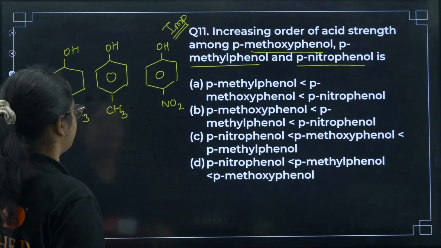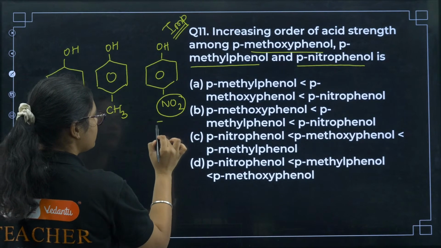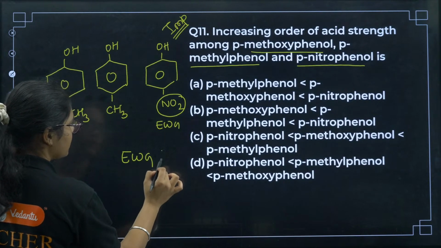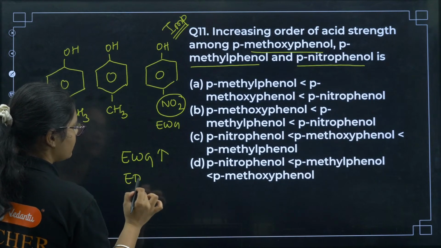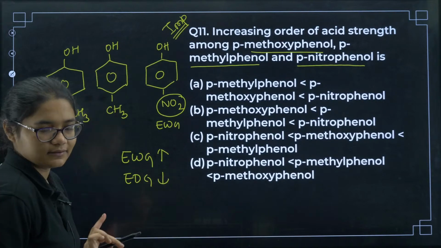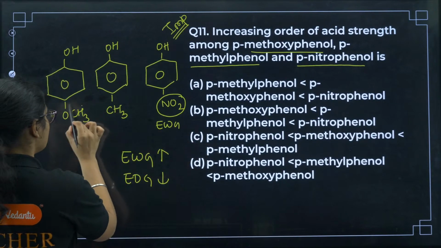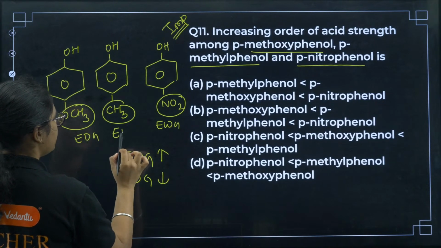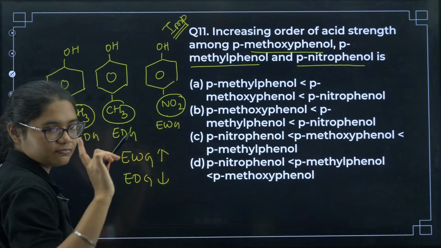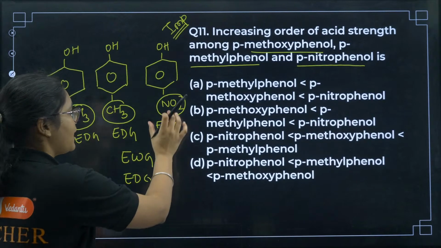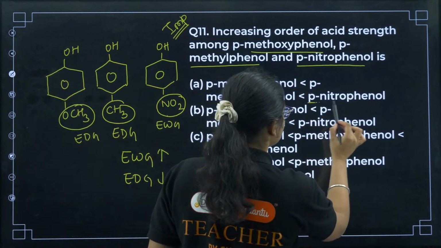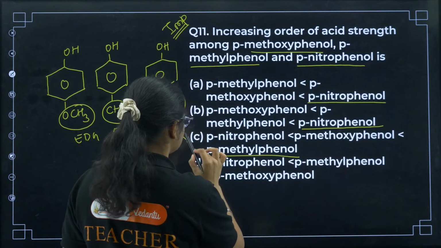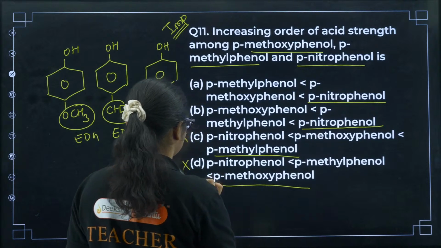Yes, 11 is the correct answer. See, here we have an electron withdrawing group. So what is the concept here? Electron withdrawing group will increase the acidity, electron donating group will decrease the acidity, right? So NO2 is a withdrawing group, OCH3 and CH3 both are electron donating groups. So definitely this one will have more acidic nature. So para-nitrophenol will be the highest. So here it is highest, here para-methylphenol is given, so we can eliminate. Methoxyphenol is given, we can eliminate.